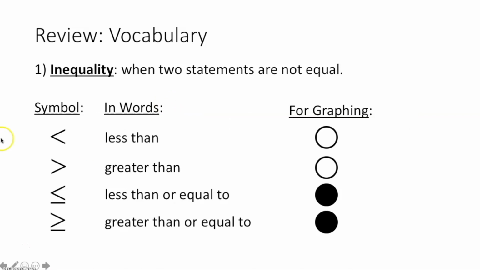The first vocabulary term is an inequality, and that's when two statements are not equal. So you're going to have two expressions, and instead of an equal sign in between them, you're going to have one of these symbols, and that's going to tell you which expression is less than, greater than, less than or equal to, or greater than or equal to the other one. And remember, when you're graphing these, less than and greater than are just going to be the open circles, whereas the less than or equal to and the greater than or equal to will be the closed circles. Remember, that's the key: just look for this equal sign underneath, and if there is an equal sign underneath, you're going to shade in that circle.